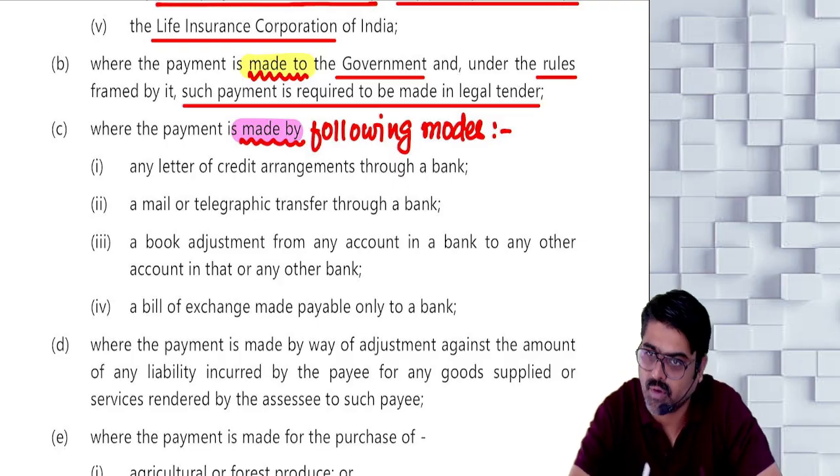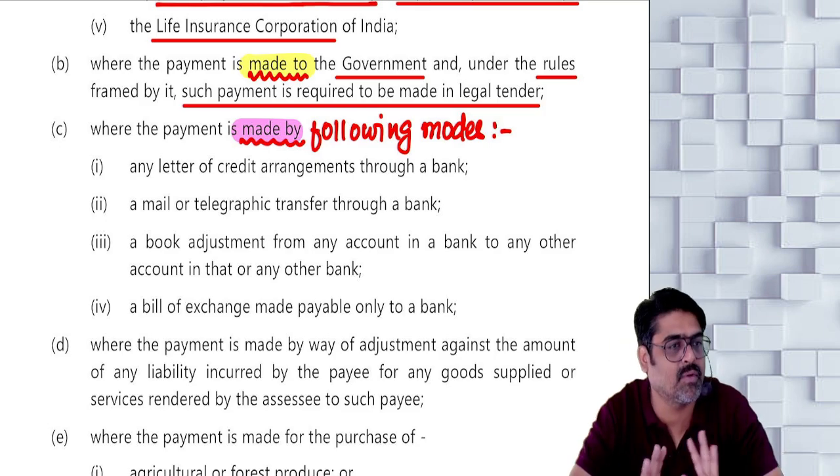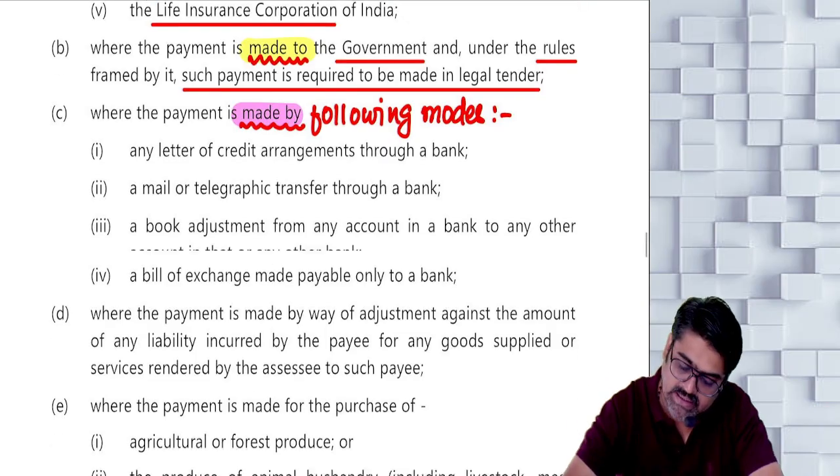So if for your business or profession any expenditure is made by you, and for that expenditure you are making the payment through LC, no problem, even that payment will be allowed as a deduction, because the payment is made through LC, letter of credit. Okay, next one.